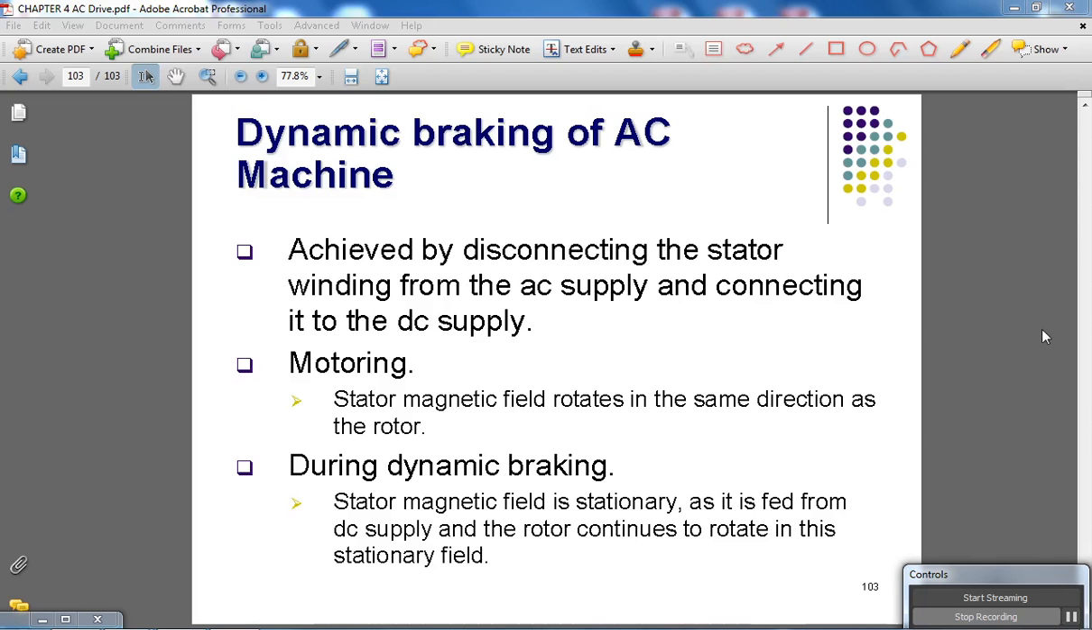So during dynamic braking, the stator magnetic field is stationary as it is fed from DC supply, and the rotor continues to rotate in this stationary field, but now the rotor will decelerate and finally stop. So slip for dynamic braking is 1 minus S.